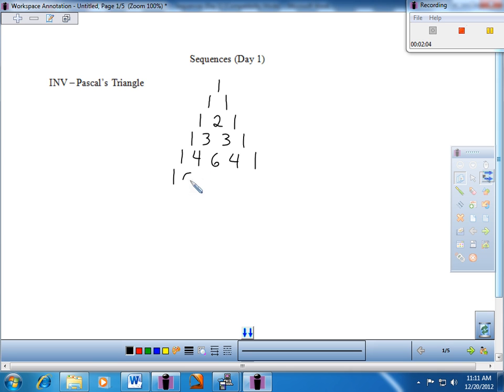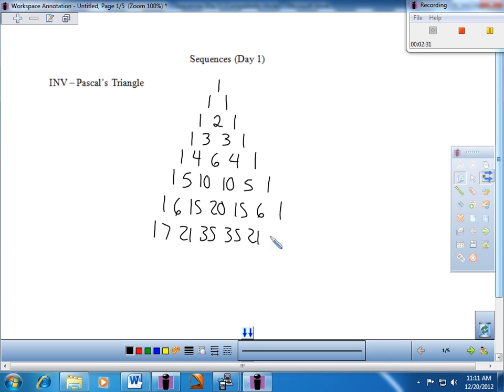And then how about a 1, 5, 10, 10, 5, and 1. Looks good. And let's see, 1, 6, 15. How about a 20 here? 15, and a 6 and a 1. Again, notice the nice symmetry there. And what the heck, I'll do one more. How about a 1, 7, 21, 35, 35, 21, and 7, 1.